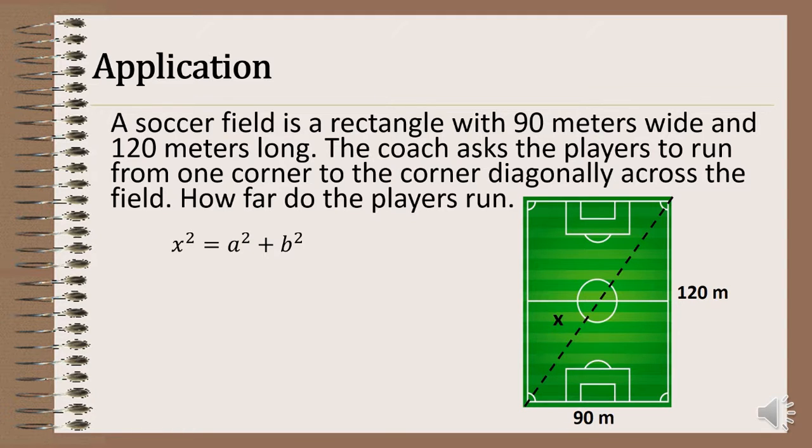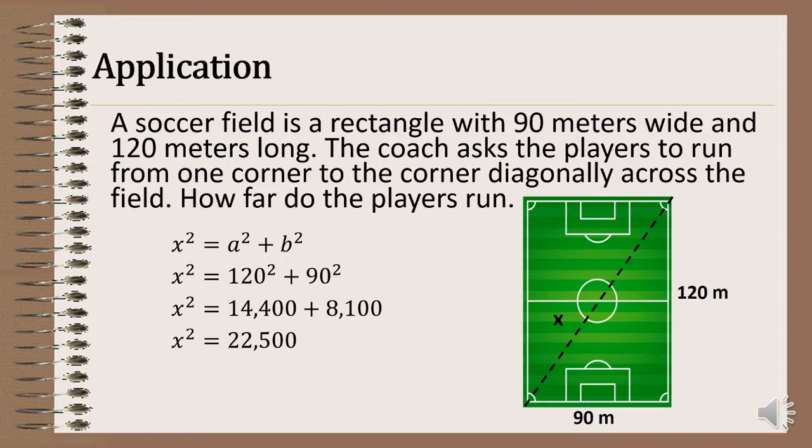Now we are ready to use the formula x squared equals a squared plus b squared. Substituting, we get x squared equals 120 squared plus 90 squared. Simplifying further, x squared equals 14,400 plus 8,100. So we get x squared equals 22,500. Extracting the square root of both sides, we get x equals 150 meters. So the players run 150 meters from one corner to the corner diagonally across the field.